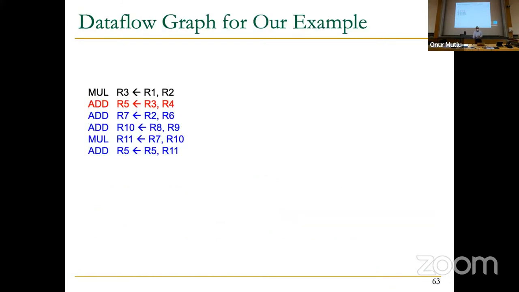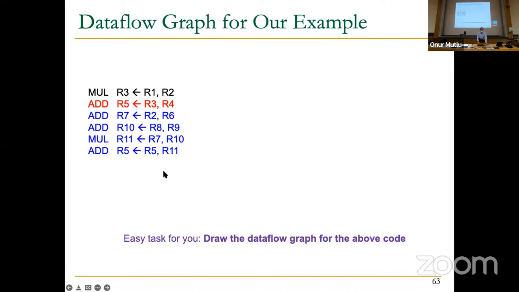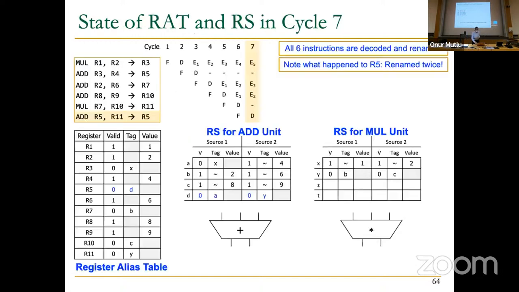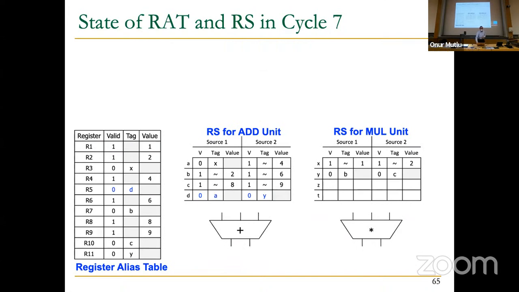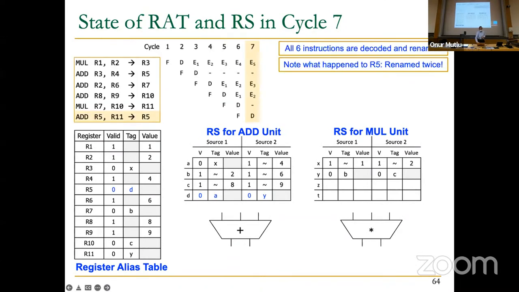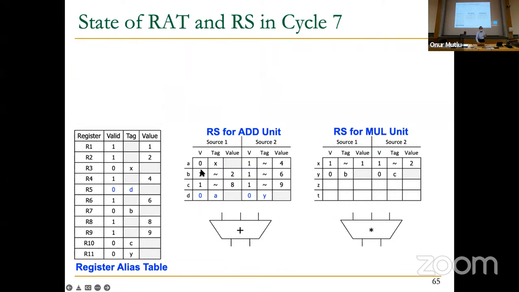Okay, now let's draw the data flow graph for our example. So this was our example. If I ask you the easy question, draw the data flow graph for this code, it should be easy, right? You basically draw a multiply, an add node, and then connect the nodes that actually communicate with each other. But you can actually do the same thing for cycle 7. So I'm not going to give you the instructions over here. I'm not going to give you the execution. I'm just going to give you this picture over here. Based on this picture, you can draw the data flow graph.